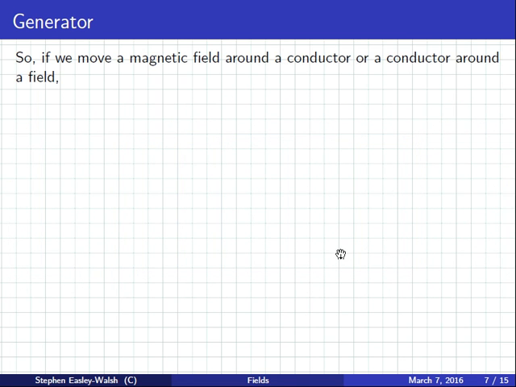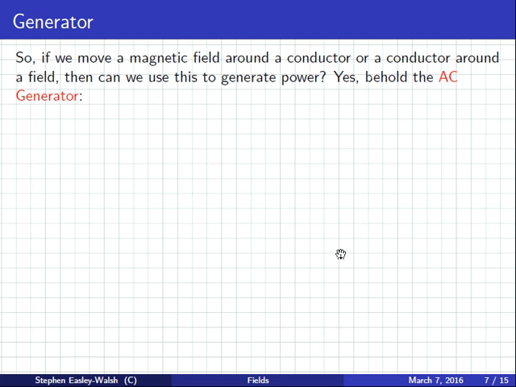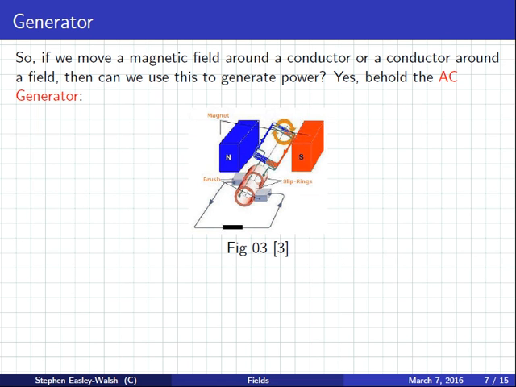So, if we move a magnetic field around a conductor, or the conductor moves around the field, can we use this to make power? And the answer is yes. So here's the picture of the AC generator. You have north and south, and then you turn this wheel. As you turn this wheel, it's like you're moving the magnet around the wire. Imagine this is the wire and this is the magnet. If you move this, you get current. Can you see that doing this is the same as doing this? It's still like the magnet is moving, except it's easier to move this. That's what you have here. By moving the wheel, it's like you're moving the magnet around the wire.